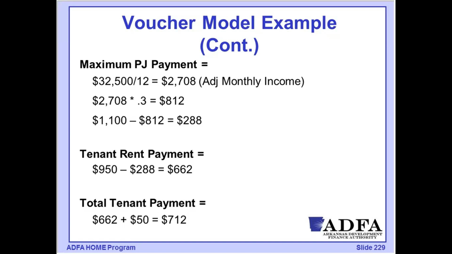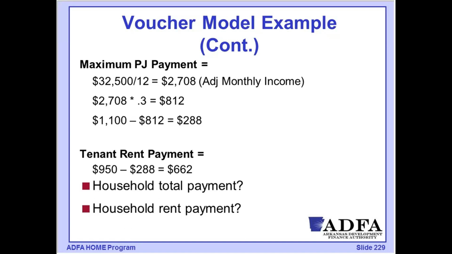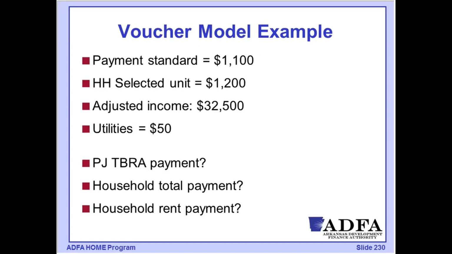In this case, their total payment is going to be their rent payment of $662, which is what the remaining rent is after our TBRA subsidy. And then we know that they're responsible for $50 in utilities. So that gives us a total for that household's rent and utilities of $712 that they're going to be paying. Let's look at another example.